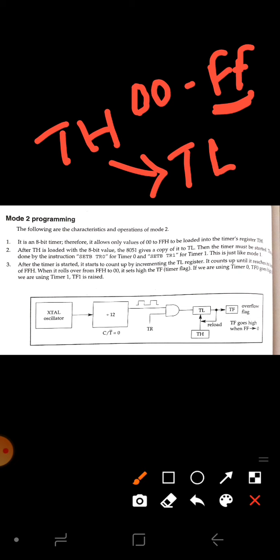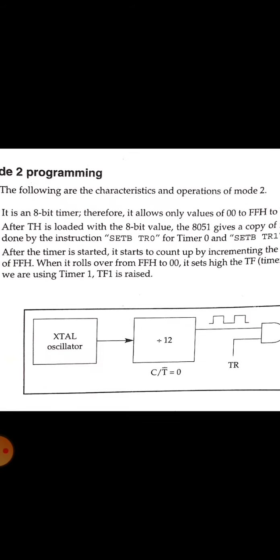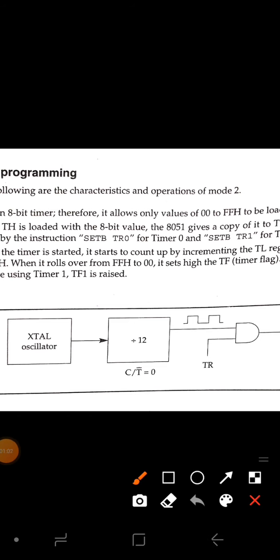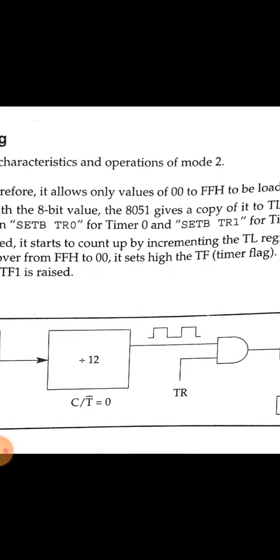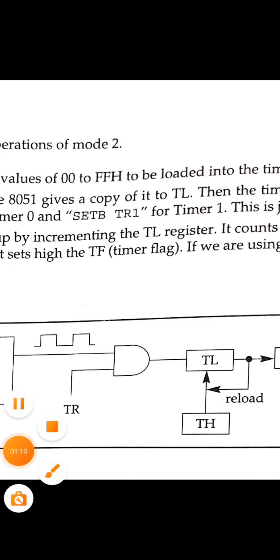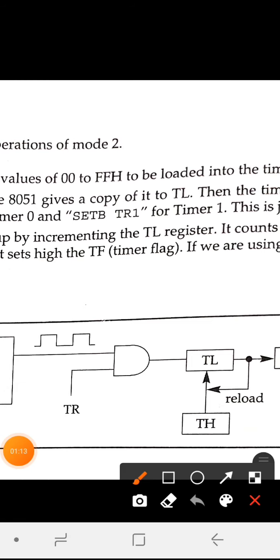Once the count reaches FF, it will roll back to 0. So now we have to check the status of the overflow flag. Already we have said that the timer frequency will always be 1/12 of the crystal frequency. We will be using the run control bit so that you can start the timer, and we have to check the status of the overflow flag. If the overflow flag changes its status to 1, the value of TL has to be reloaded with the original content which is present in TH.